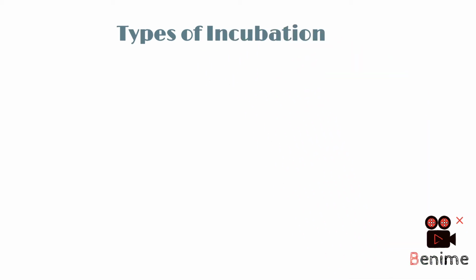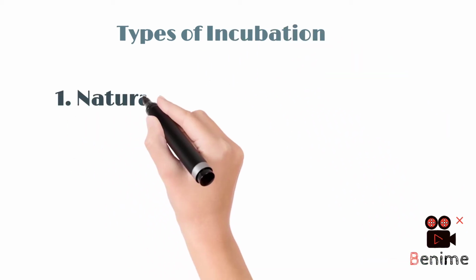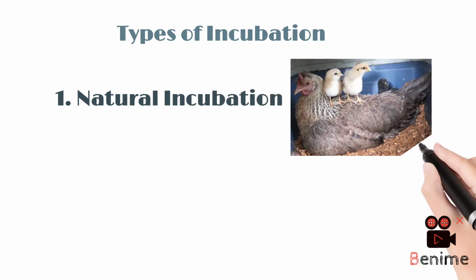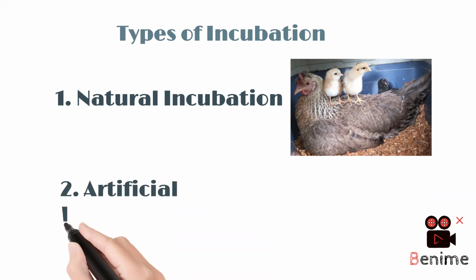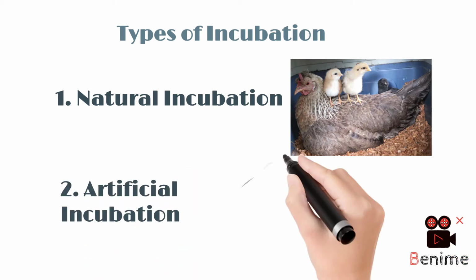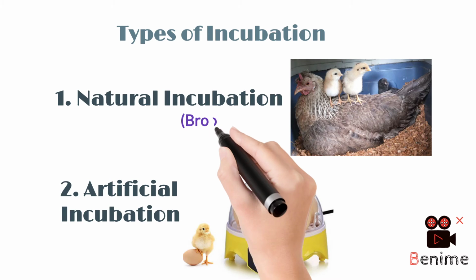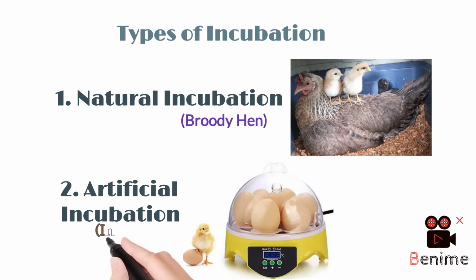Types of incubation. There are mainly two types of incubation. Number one is natural incubation, which requires a broody hen, and the other is artificial incubation, which requires artificial equipment or a device called an incubator.